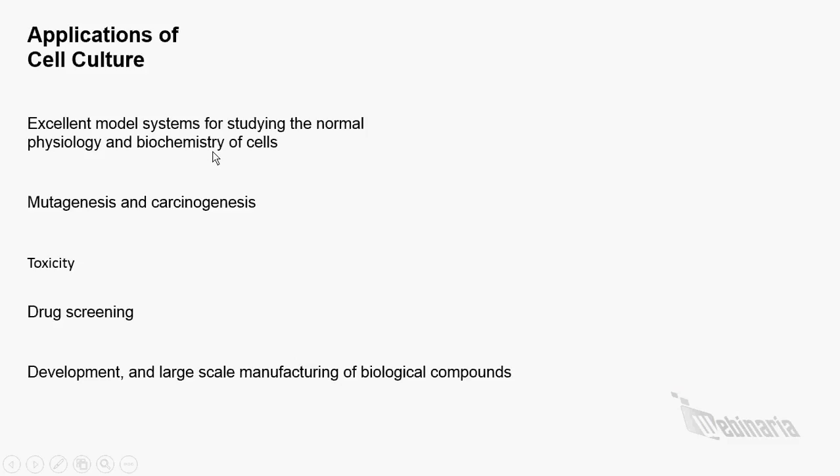The effect of drugs and toxic compounds on the cells, which is called toxicity, mutagenesis and carcinogenesis can also be studied. It is also used in drug screening and development and large-scale manufacturing of biological compounds such as vaccines, therapeutics, and proteins. The major advantage of using cell culture for any of these applications is the consistency and reproducibility of results that can be obtained from using a batch of clonal cells.